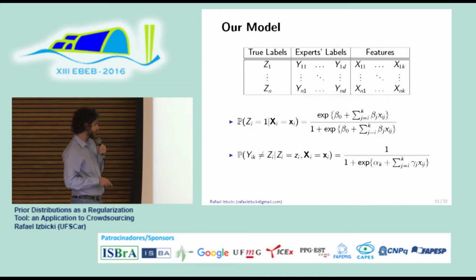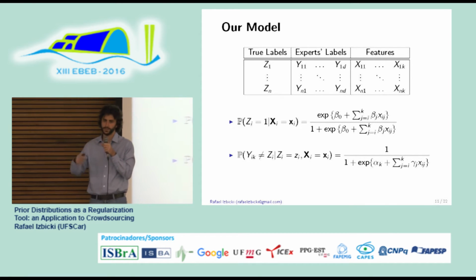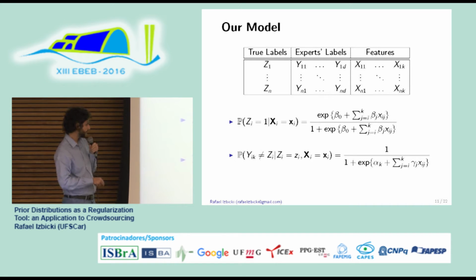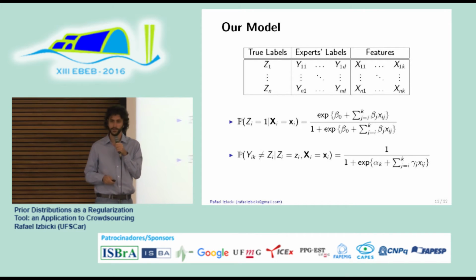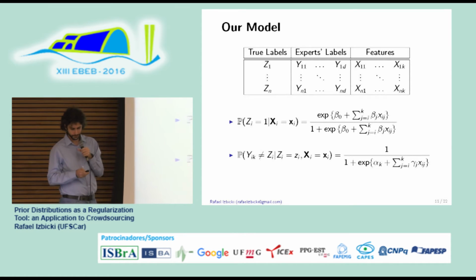And also the intercept of the model is different for each expert. Each expert can have a different expertise, and that's associated with the coefficients alpha. So if alpha is very large, it means that the expert has a small probability of making a mistake. If alpha is small, he has a large probability of making a mistake. Okay? So this is essentially our model.